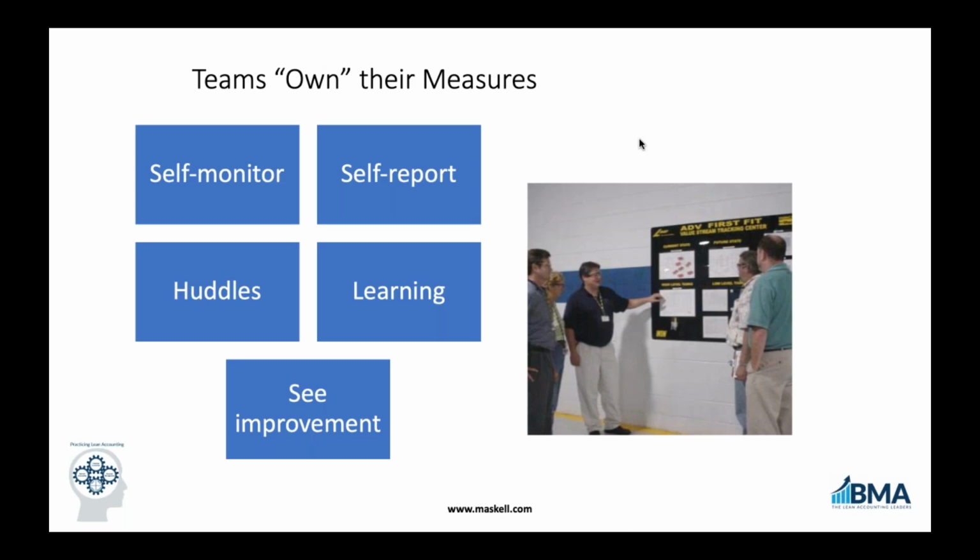If you have a daily measure and, for example, schedule attainment, we want to try to hit that schedule every day. If you're looking at some kind of productivity measure, we want to see productivity improve over time.